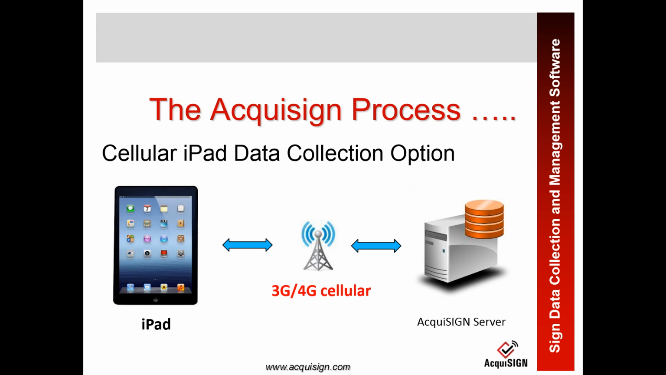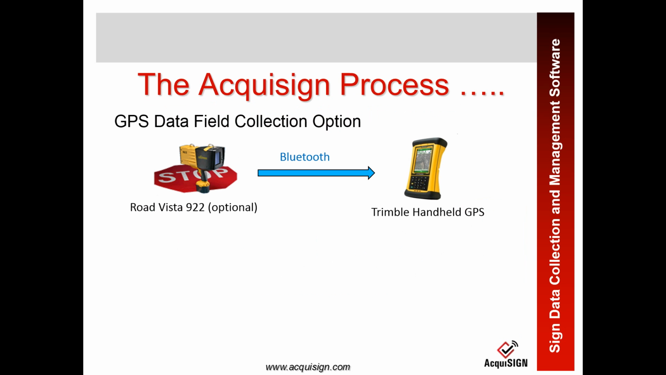One option is to use the iPad application created by AcquiSIGN to record all sign attributes including GPS location and optional photo. The data is immediately sent and saved to the AcquiSIGN servers using 3G or 4G cellular connection. Notice the two flashing arrows indicating that data can be sent and received between the iPad and the AcquiSIGN servers.